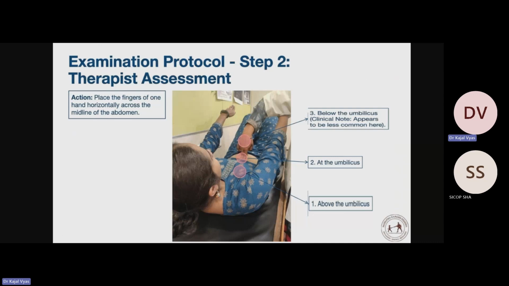If diastasis recti is present all over the linea alba, most commonly the major defect is seen at the umbilicus level, then at the above-umbilicus level, and it appears very less common at the below-umbilicus level. So these are the three locations where diastasis needs to be assessed.